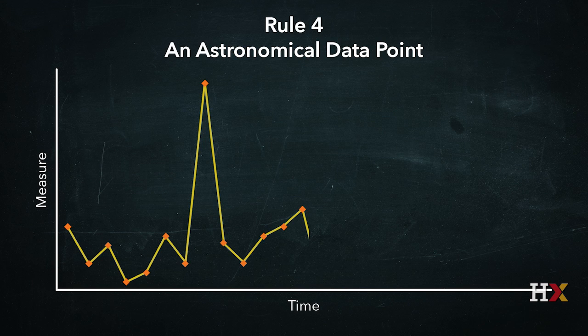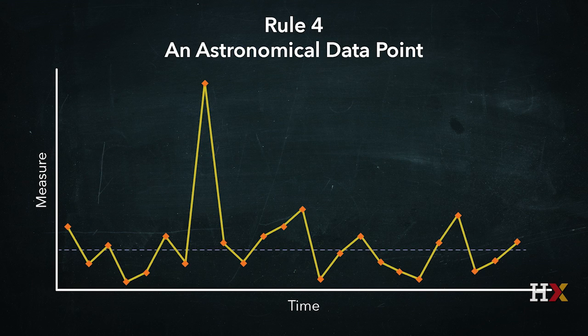And then the last rule is rule number 4, which is an astronomical point. This is where you see a data point that's far out from the normal process that you're looking at, and it stands out to you. It's a point that's likely something that happened. It was a problem in your data collection. It was a very recognizable, attributable event, and it just doesn't match the rest of the data that you see.